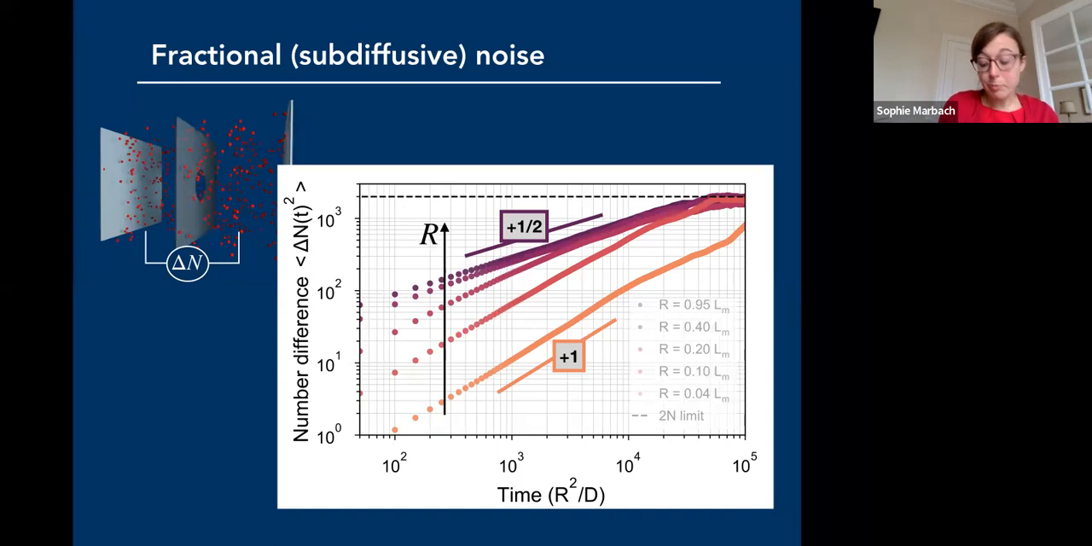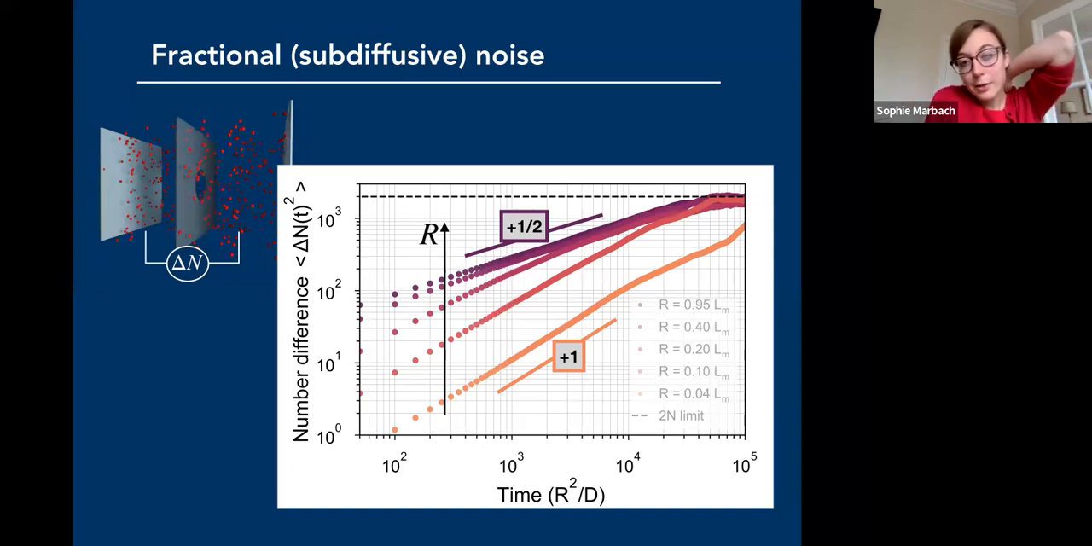But the most important point here is that I was really surprised to see a subdiffusive component on such a simple diffusive system that was really uncorrelated walkers, but in a specific geometry. So the reason for this subdiffusive noise actually inherits from a property of Brownian motion that I'm going to walk you through right now, and that I find fascinating.